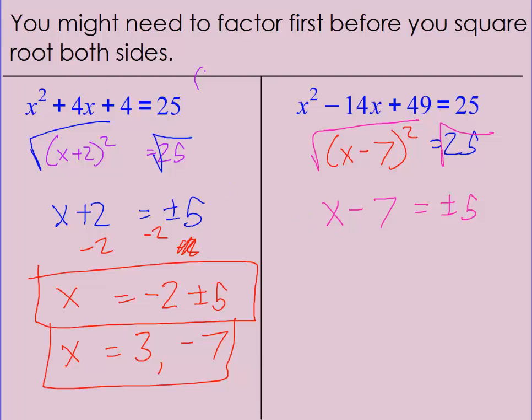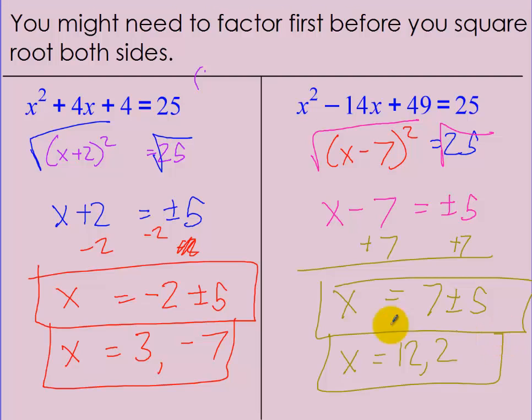And so what I want to do next is add 7 to both sides. And so I'm going to get x equals 7 plus or minus 5. I can leave it at that, or write this as x equals 12, and 7 minus 5 is 2. There's two ways to write that answer.